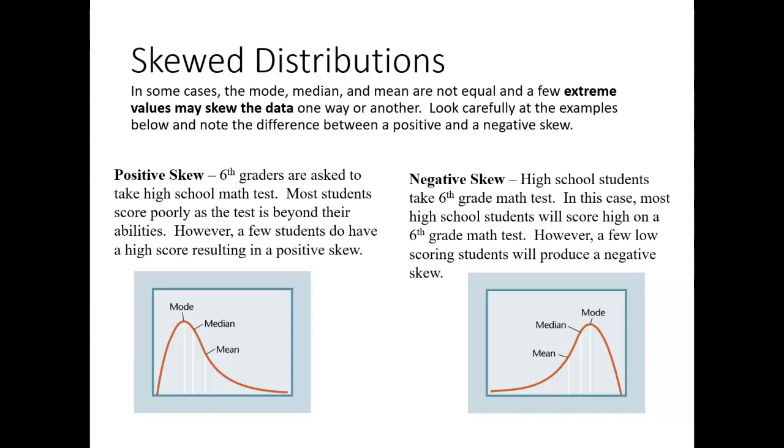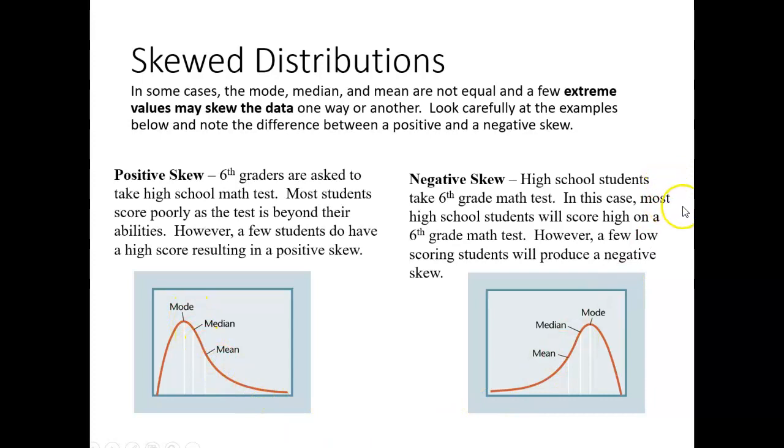This is going to lead to what we call a positive skew. You might call it something different in your statistics classes. In psychology, we call it a positive skew because it is pulled to the right a little bit. And so we have the mode here, the median, and the mean.